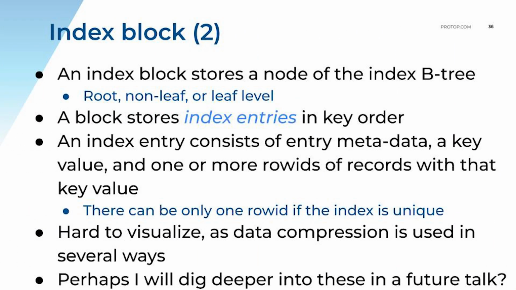Okay, index blocks. An index block stores one node in a B tree. So an index logically is a B tree structure, and it's made up of nodes. Every block stores the data for a node. So that could be the root block, or a leaf node, or one of the in-between non-leaf nodes. Each block stores index entries, which are made up of some metadata that describe the entry, the key value itself, and the row ID or row IDs that correspond to those key values. There could be multiple row IDs that correspond to a single key value if the index is non-unique, and obviously if it's a unique index, it's a one-to-one relation.